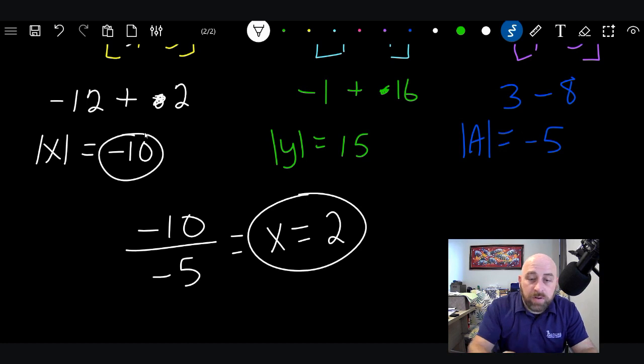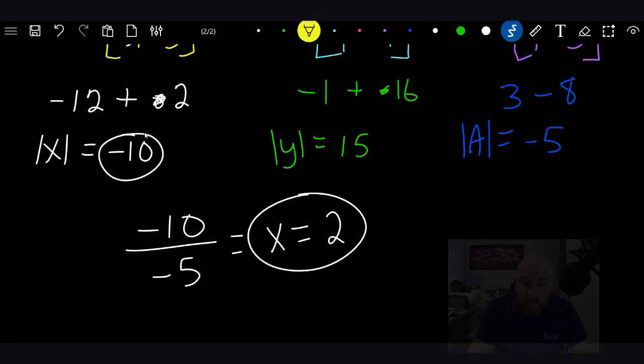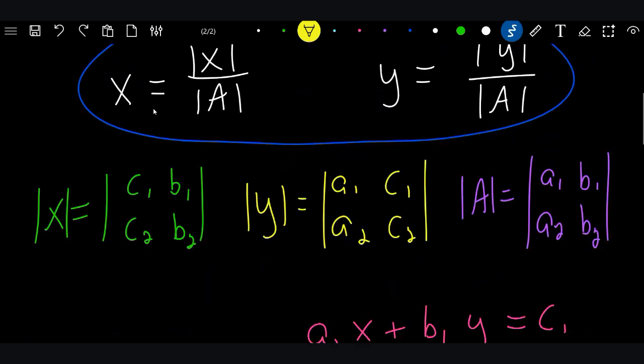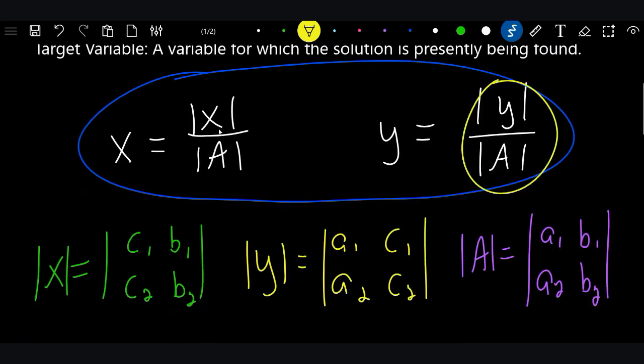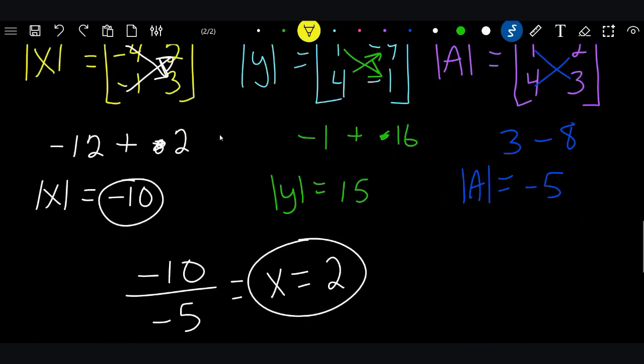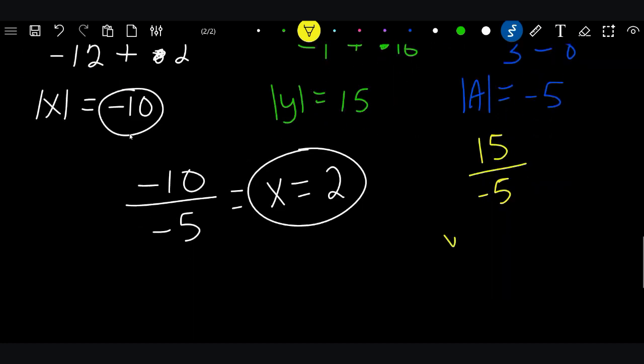Now we would come over here and we can do our y. Our y is the determinant of y over, well, I'll go back up there and show you, the determinant of A. So what was the y determinant? 15. So now we're going to have 15 over -5. Divide that out, and you get y equals -3.